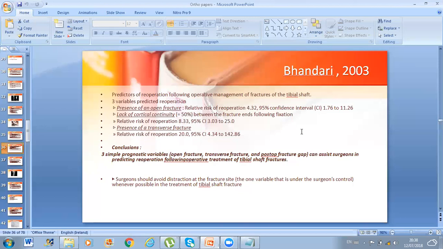So surgeons should avoid distraction at the fracture site. It is the one variable that is under the surgeon's control, whenever possible, in the treatment of tibial shaft fractures.